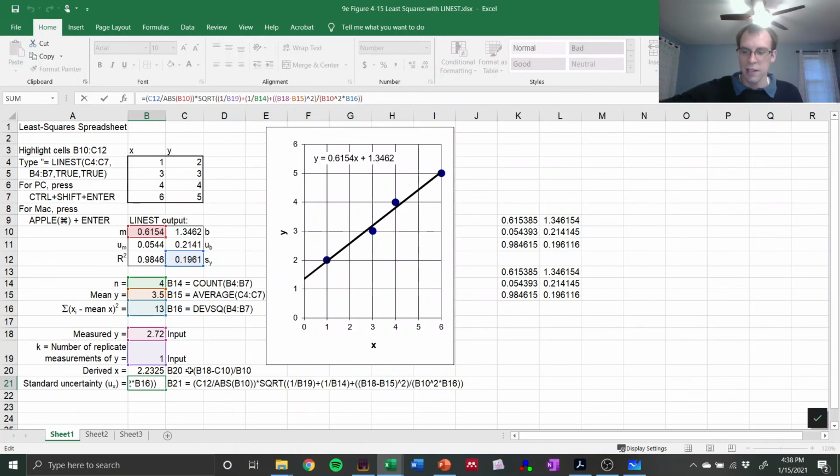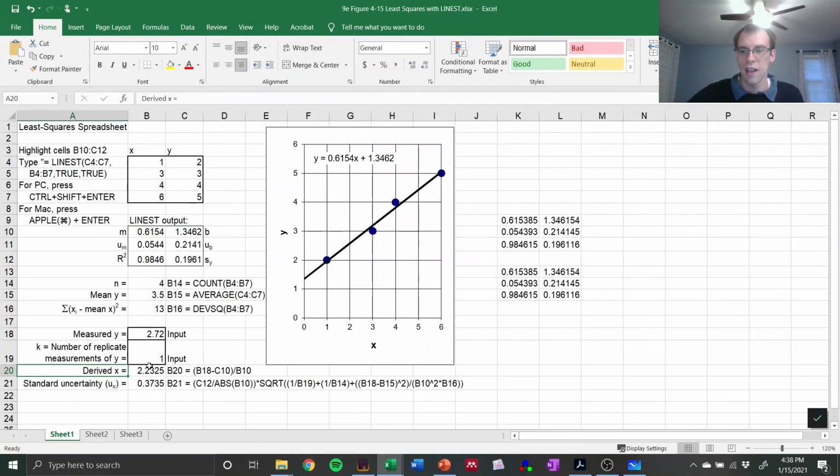We put all that in, and we get that our standard uncertainty in our derived x value is 0.37. So we would say that we get 2.2 plus or minus 0.4. We can then take this standard uncertainty and use a t-value to get a confidence interval. This is not a confidence interval itself, but it's very easy to find a confidence interval from here.